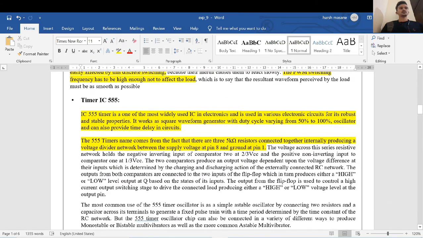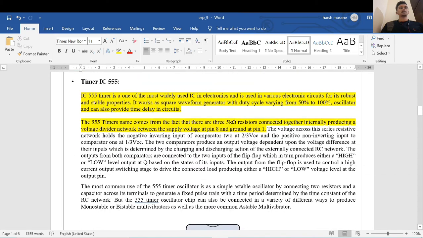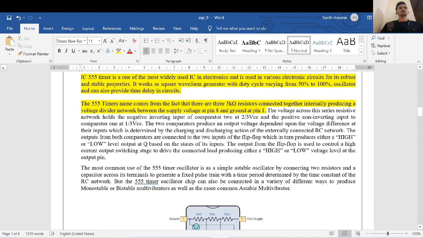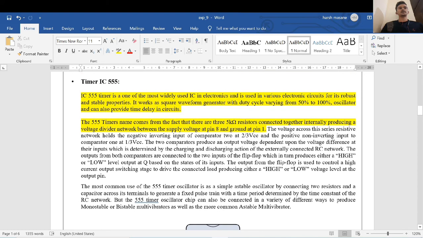So let's see what is timer IC 555. Timer IC 555 is one of the most widely used ICs in electronics and is used in various electronic circuits for its robust and stable properties. It works as a square wave generator with a duty cycle varying from 50 to 100%. It also works as an oscillator and can also provide a time delay in circuits.